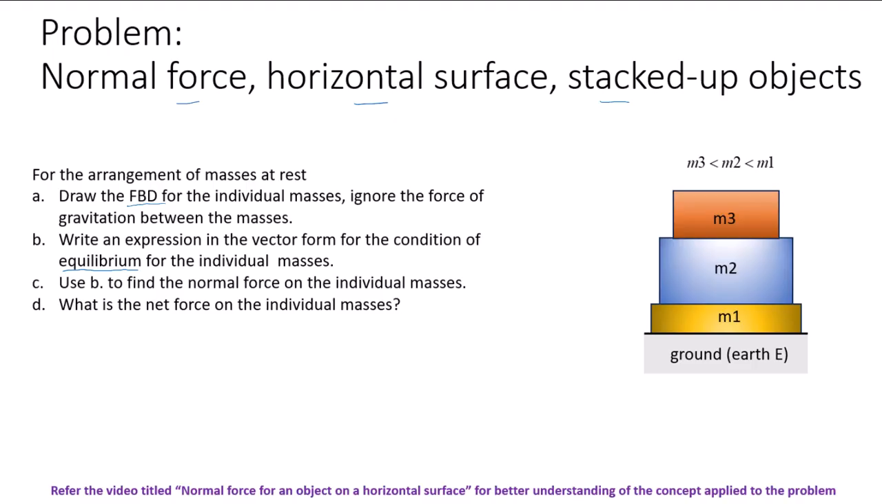So the objects are at rest, and therefore, as far as the y direction is concerned, we have to write the condition for vertical equilibrium. And then use it to find the normal force on the individual masses. So there will be a normal force on M3, M2, and M1. We have to find the value for that. And finally, what is the net force on the individual masses?